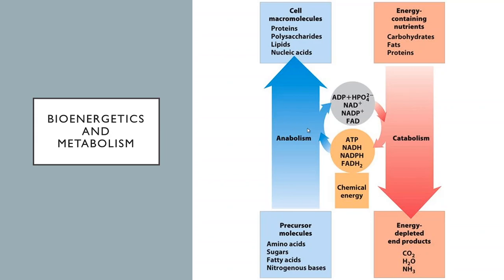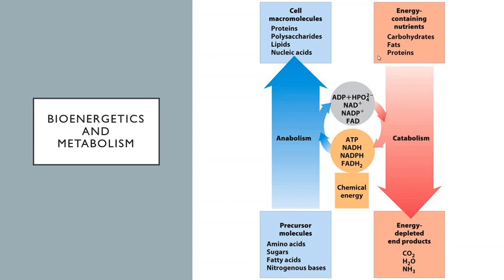So again, for building up molecules, anabolism, most cells, at least animal cells, start with precursor molecules like individual amino acids, small sugars, mono and disaccharides, simple fatty acids, and then the nitrogenous bases, and then using chemical energy mostly from ATP, we make larger macromolecules like proteins, polysaccharides, lipids, and nucleic acids, and then also all the other things that cells need energy for, like moving and transporting things across the membrane and so on.